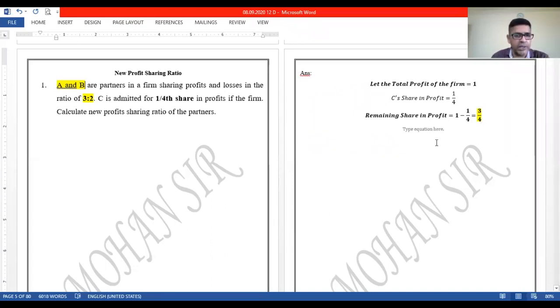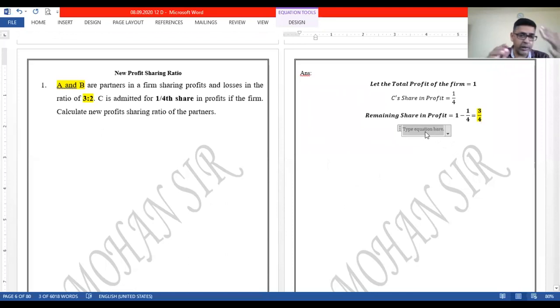So let us calculate the new share for A and B. New share in profit will be equal to 3/4, the remaining profit available for A and B, and that will be distributed by A and B in the ratio 3:2. So that will be 3/5. Because we don't know any other information, the calculation is as simple as this. So 3 3s are 9 and upon 20. This is the calculation for A.